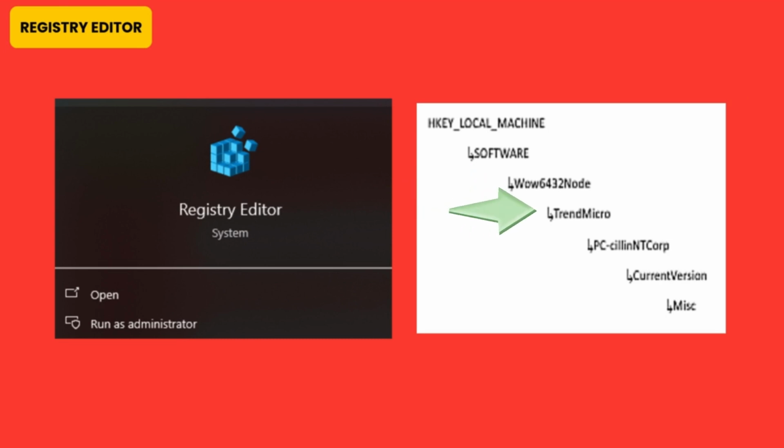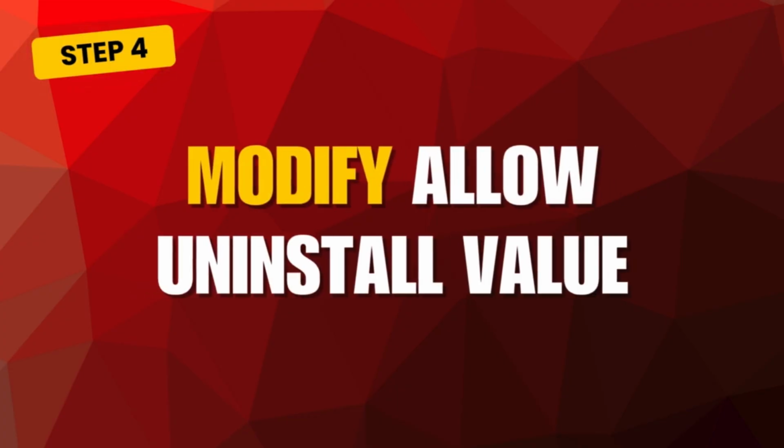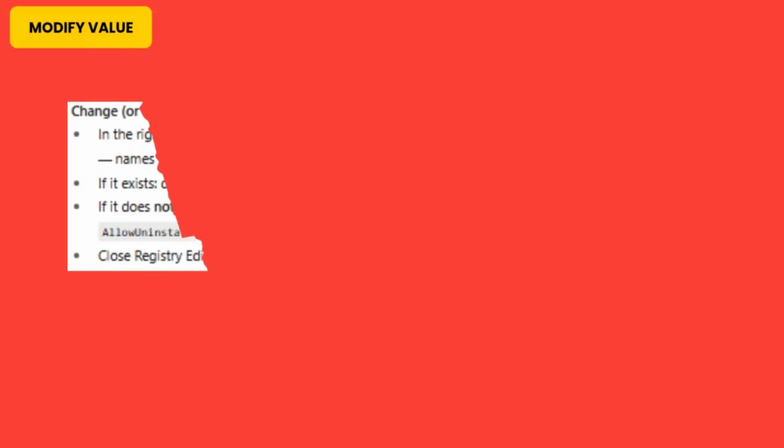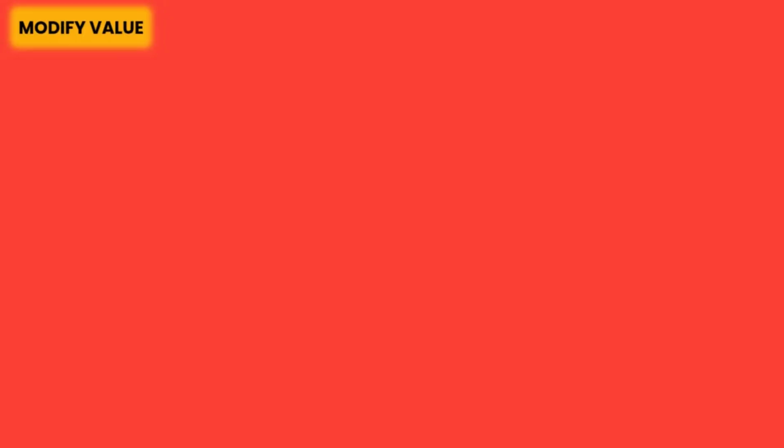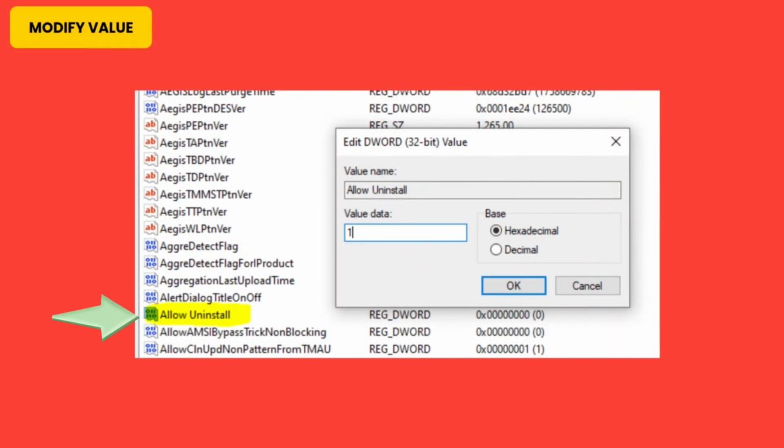Then open the TrendMicro folder. Then open the PC-cillinNTCorp folder. Then open the CurrentVersion folder. And lastly, open the Misc folder. In the right pane of the Misc folder, find a value named something like Allow Uninstall. If it exists, double-click it and set the value data to 1 and click OK.